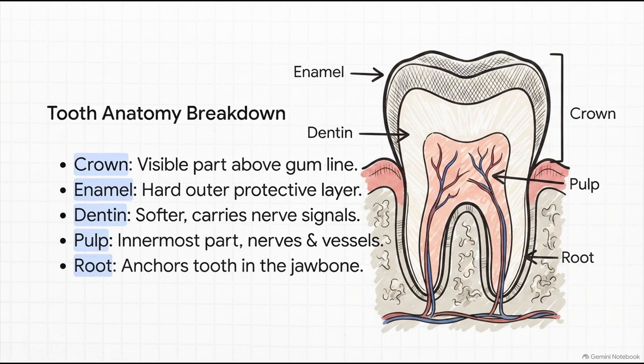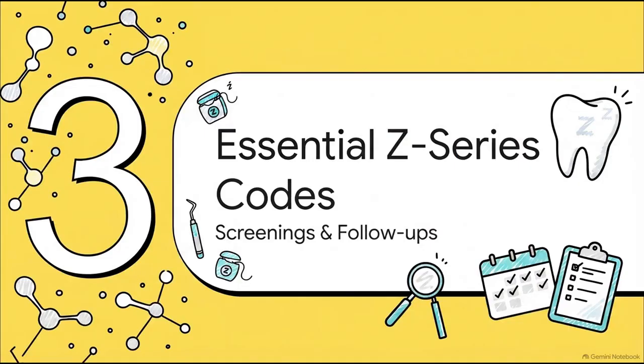The crown is simply the visible part of the tooth above the gum line. It's covered by enamel, which is incredibly tough. It's actually the hardest substance in the human body. Beneath that, you have the dentin, which is softer and makes up the bulk of the tooth. Dentin carries tiny nerve signals, which is exactly why your patients feel pain when decay hits this layer. Even deeper is the pulp, the innermost part containing the primary nerves and blood vessels. And finally, the root anchors the whole thing securely into the jawbone. Knowing whether you're dealing with superficial enamel or the deep pulp is absolutely vital for landing on the correct diagnostic category.